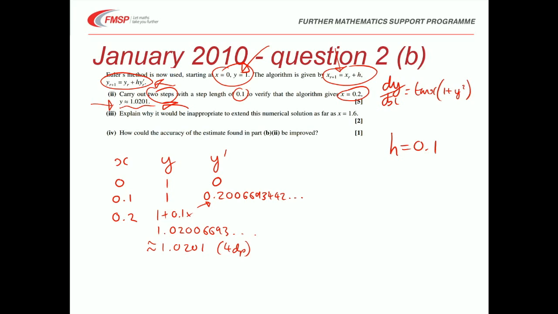It is a pain to do it by hand. This one is actually relatively simple because there's at least one easy step you don't even need a calculator for. A couple of things you need to sort out here though, because we've done the 5 mark bit, but there are 2 other bits of interpretation. It says explain why it would be inappropriate to extend this numerical solution as far as x equals 1.6. And this is not obvious.